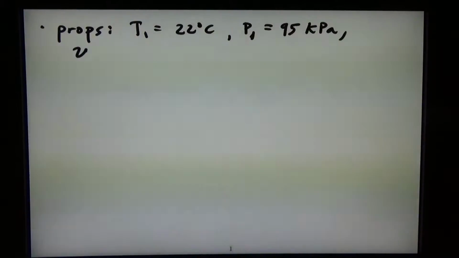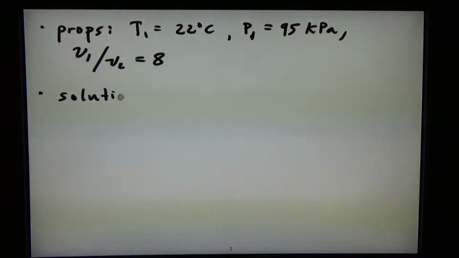So we know that the ratio of V1 to V2 is equal to 8. This is called the compression ratio in an engine, and it's a really important design parameter. The higher the compression ratio, the higher the efficiency of the engine. Alright, for the solution, we're looking for the final temperature of the air.